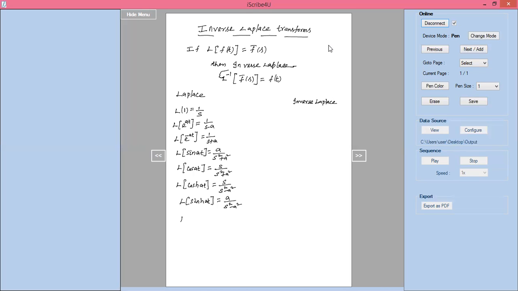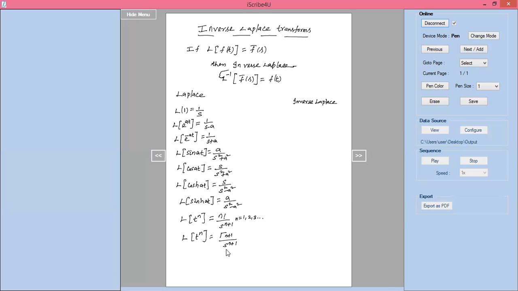Now L of t power n equals n factorial divided by s power n plus 1. Next, L of t power n equals gamma of n plus 1 divided by s power n plus 1. We apply the first one when n equals 1, 2, 3 and so on; otherwise we apply the gamma formula.